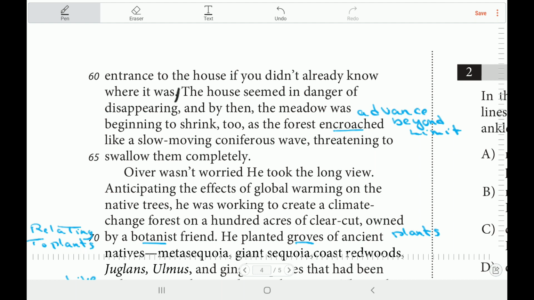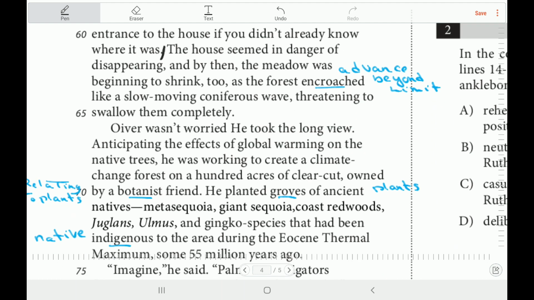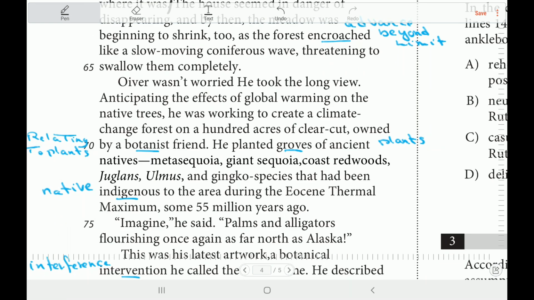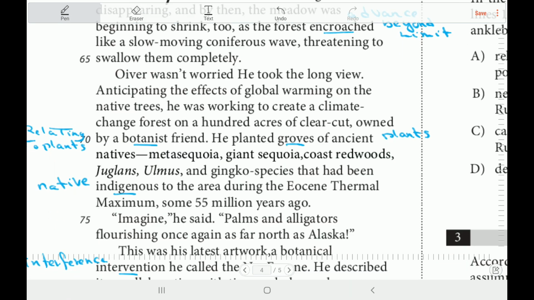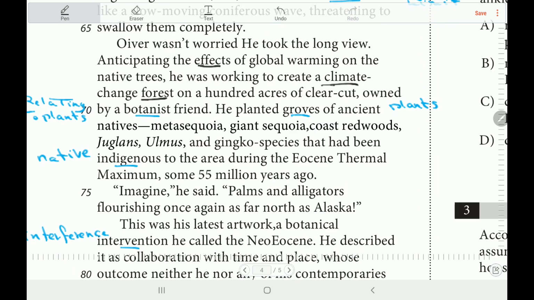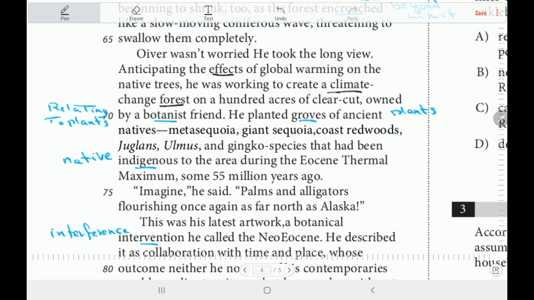The house seemed in danger of disappearing, and then the meadow was beginning to shrink too, as the forest encroached, like a slow-moving coniferous wave threatening to swallow them completely. So that was a mistake to plant these trees. No experience, I think. So Oliver wasn't worried. He took a long view. Anticipating the effects of global warming on the native trees, he was working to create a climate change forest on 100 acres of clear cut owned by a botanist friend.